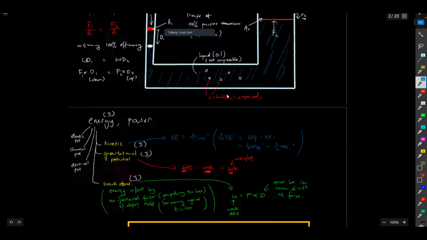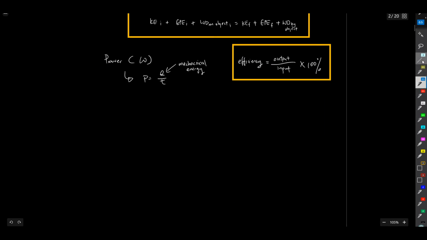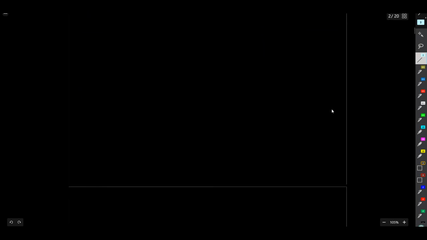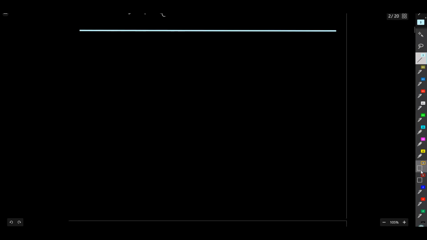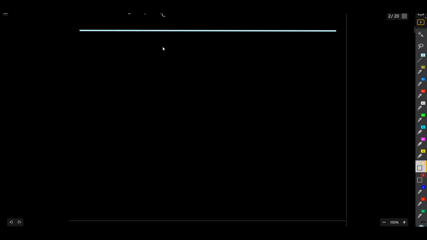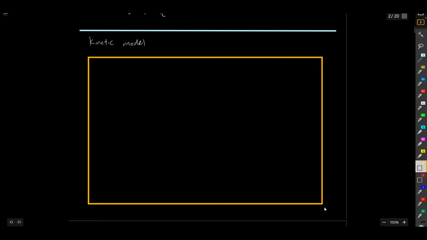The next part will be thermophysics, where I need you to actually do some stuff for me. First thing first is the kinetic model. The kinetic model is pretty straightforward. I only need you to remember a few things. I think most of y'all should still have the notes. If you don't, please go to the Google Drive that I shared with y'all. Every note is there. The kinetic model note is quite straightforward.